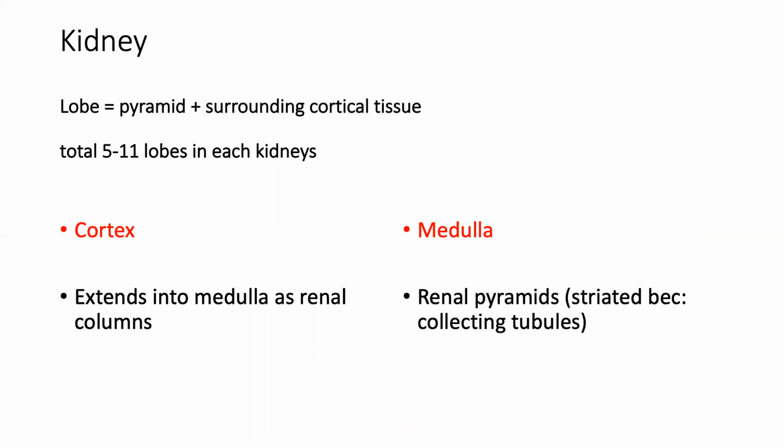The cortex extends into the medulla as renal columns. Medulla contains renal pyramids, and it has got longitudinal striations because we have the collecting tubules inside the renal pyramids, which we'll talk about later in the chapter.